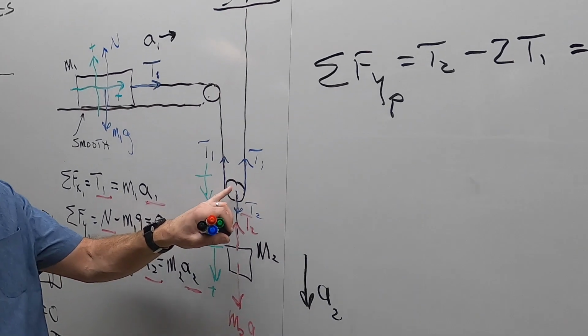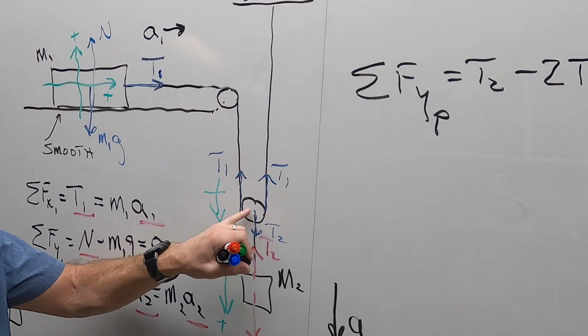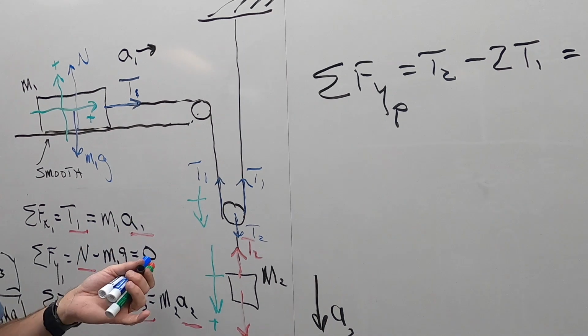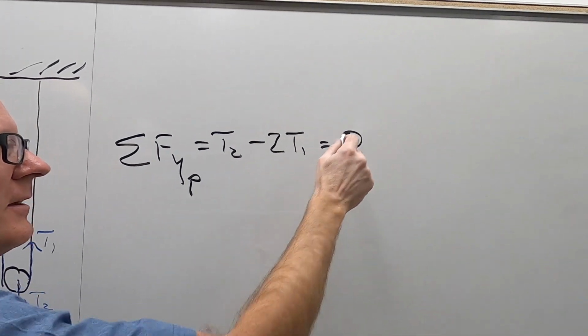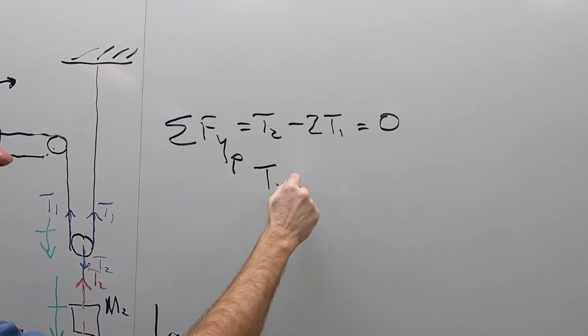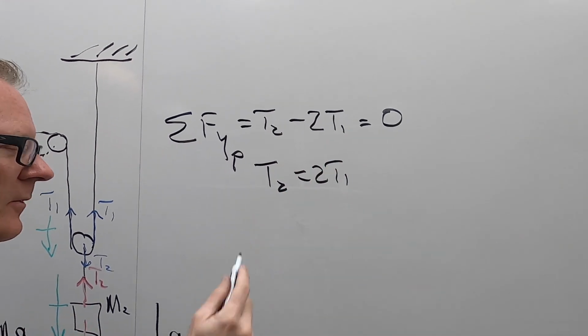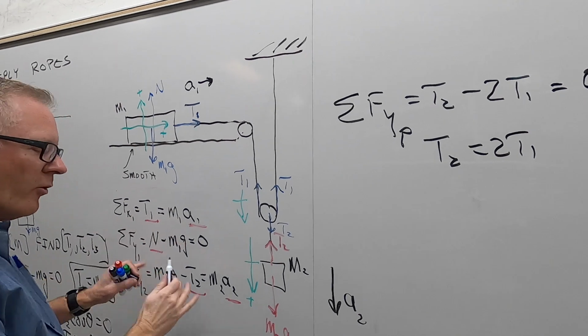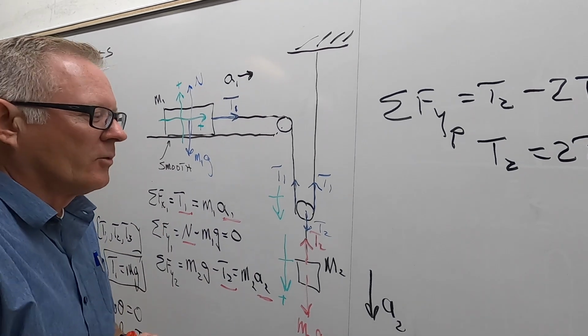It has an acceleration, but it has no mass. Since the mass is 0, M times A is 0, so this is 0. So I do have a relationship between the tensions. I could say T2 is equal to 2 T1. Okay, there's my 4th equation. Now I just need one more equation.